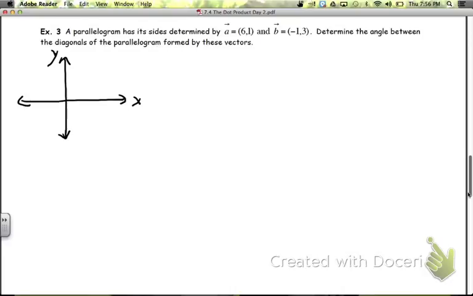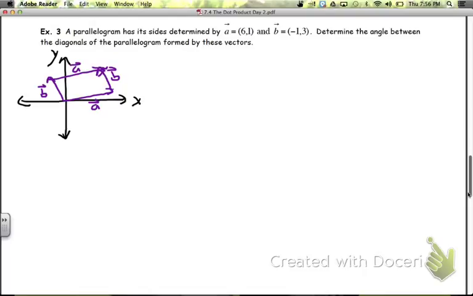In this we will first draw out our vectors here. So in our vector A, (6, 1), we're just going to plot (6, 1), so over 6, up 1. Okay. And our vector B, (-1, 3), which is B. We know we're talking about a parallelogram, so we also have B over here, and we have A over here.